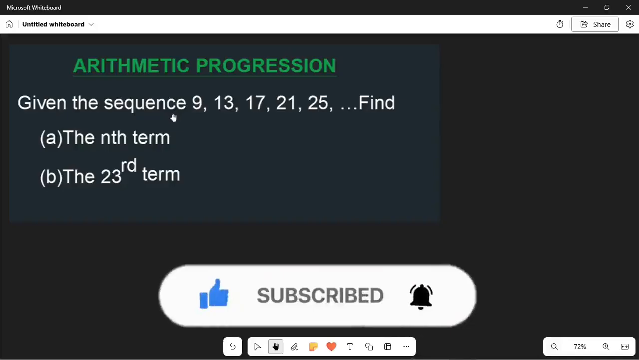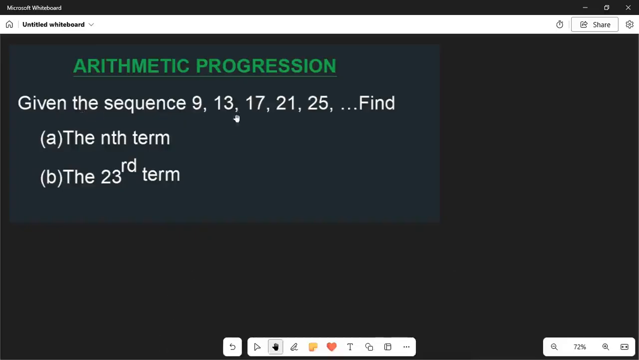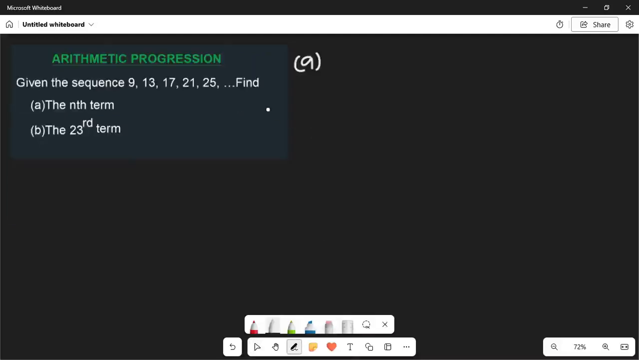So back to the question. The question says, given the sequence 9, 13, 17, 21 and 25, find A, the nth term, and B, the 23rd term. So to the first one, we are asked to look for the nth term. The formula for the nth term is this: that's equal to a plus bracket n minus 1 bracket d.